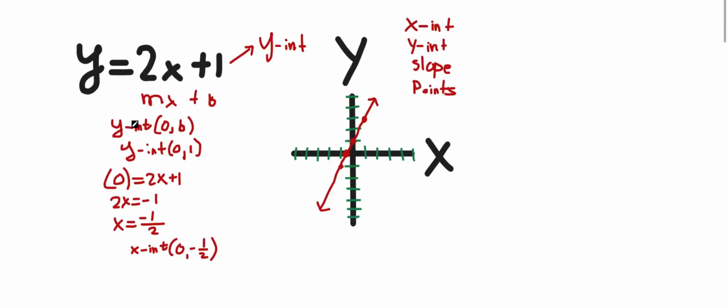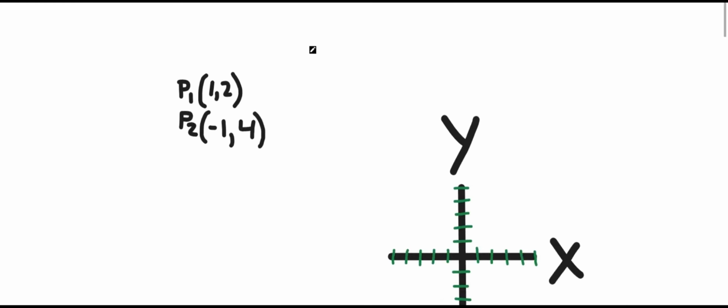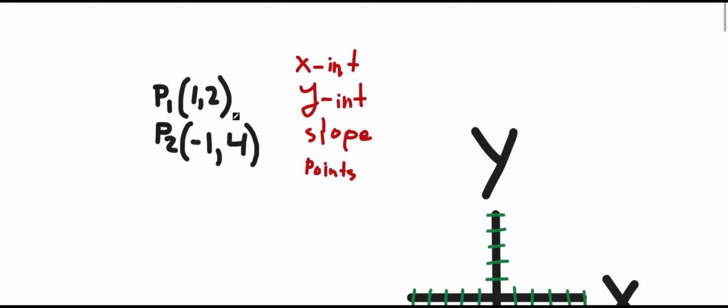In this example, we're only given 2 points, so point 1 and point 2. So in order for us to graph the function, we would have to do what we did last time. So find the x-intercept, y-intercept, slope, and some points. So we already have the points here, which are these two. So we have to find the x-intercept and y-intercept. However, in order to find these two, we would need the formula.